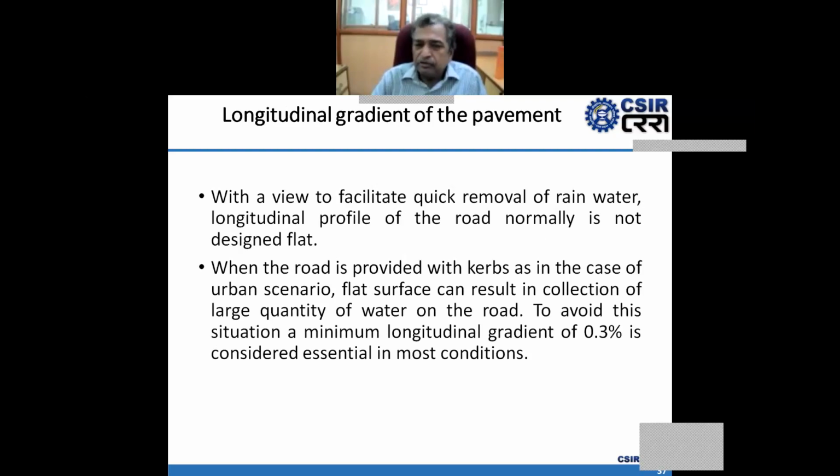Longitudinal gradients should be provided along the pavement with a view to facilitate quick removal of rainwater. Longitudinal profile of the road normally is not designed flat. It should be 0.3%. When the road is provided with curbs, as in the case of urban scenario, a flat surface can result in collection of large quantity of water on the road. To avoid this situation, a minimum longitudinal gradient of 0.3% is considered essential in most of the cases.